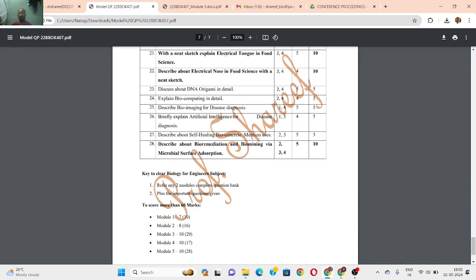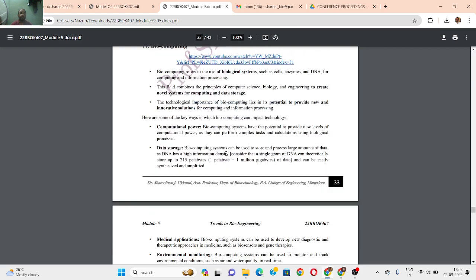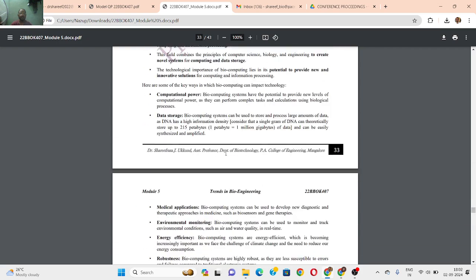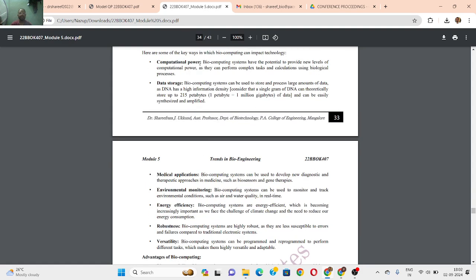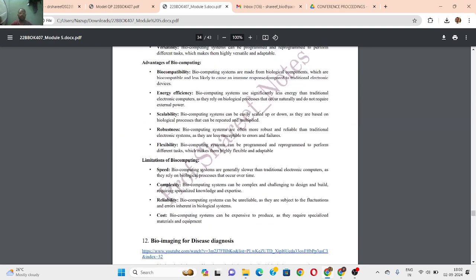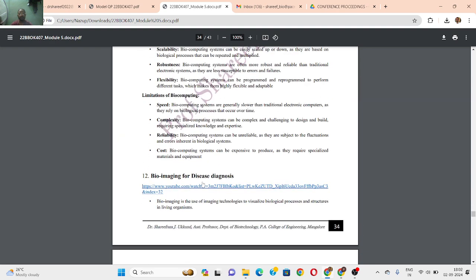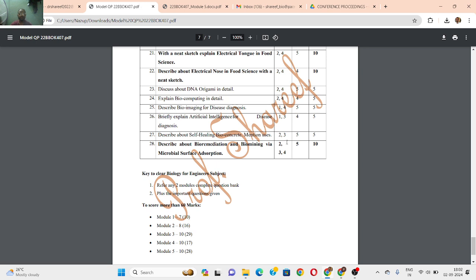Next, we are having bio-bleaching. Bio-bleaching also can be asked for 5 marks. It has an introduction of around 2 to 3 points, and some key ways, like how exactly bio-bleaching will impact the technology. Around 6 to 7 points I have mentioned; write any two here. Advantages, you mention any two, limitations, you mention any two, so it can get you 5 marks. If it is asked for 10 marks, you have to write the whole notes.